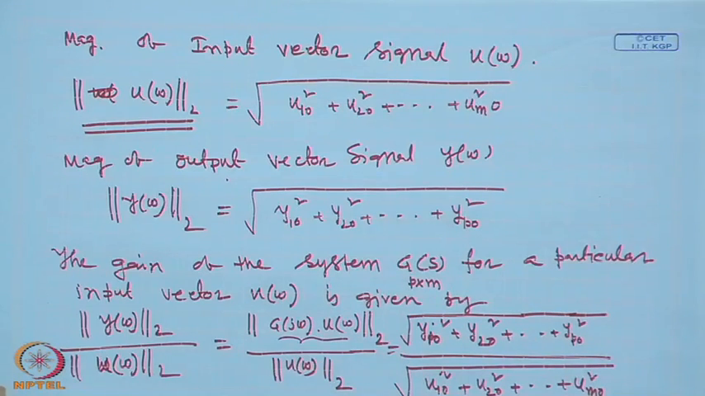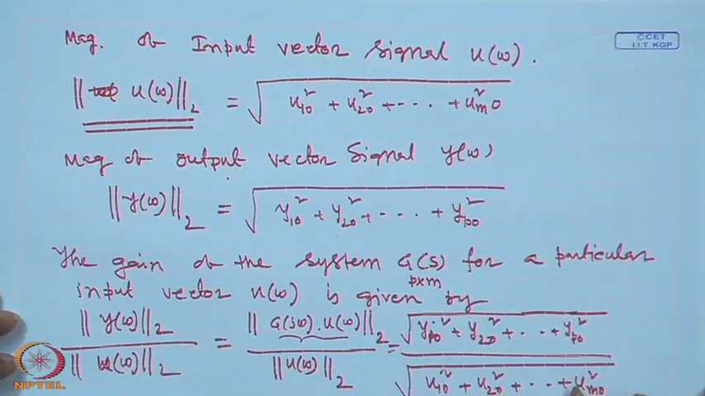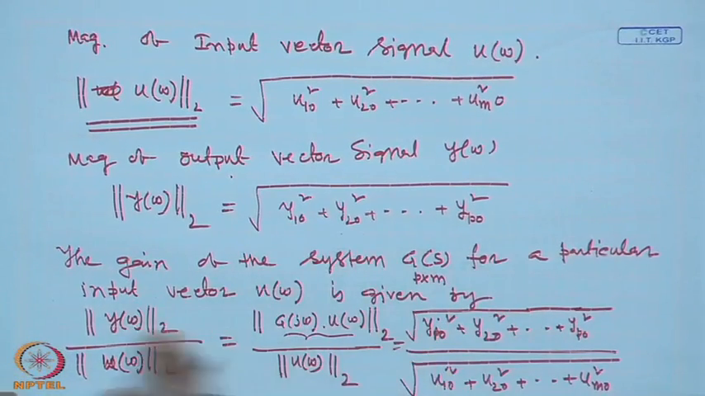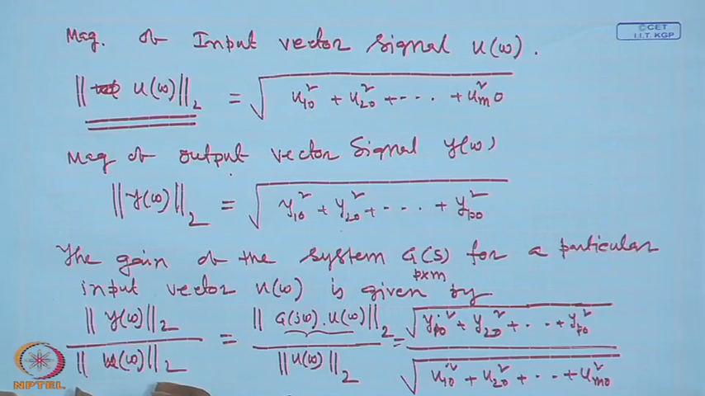Again, you can think of it this way: suppose we have two sinusoidal signals, and if you add these two signals together, then the energy contained in the signal is the square root of the sum of the RMS squares of the individual signals. It is something like this, because though it is a maximum value, I can divide both sides by root 2, and then it will be RMS only. So, the gain of the system for multi input multi output is the magnitude of the output vector over the magnitude of the input vector.